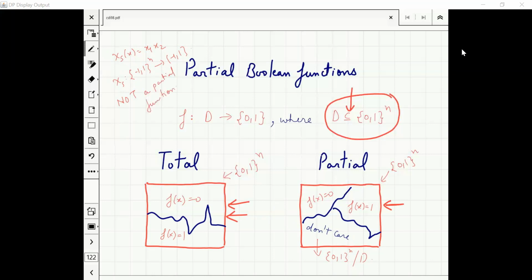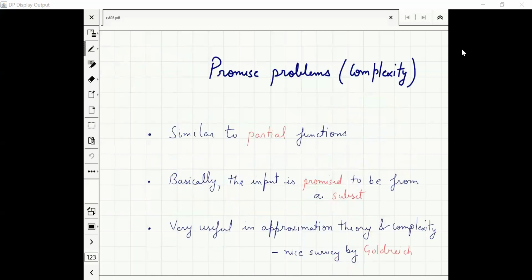Let's take some examples. But before we take an example, let me tell you one reason why they are very, very important. Partial functions are analogs of promise problems in complexity. What are promise problems? Whenever someone says, oh, your input is going to be something special, it is promised to be from a subset instead of the entire domain. Mostly in complexity, we are talking about languages which are subsets of 0, 1 star.